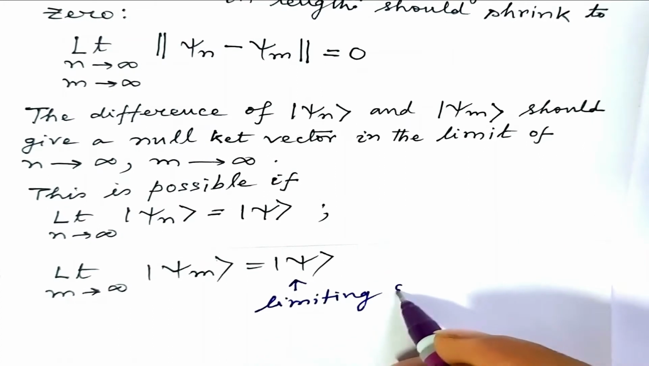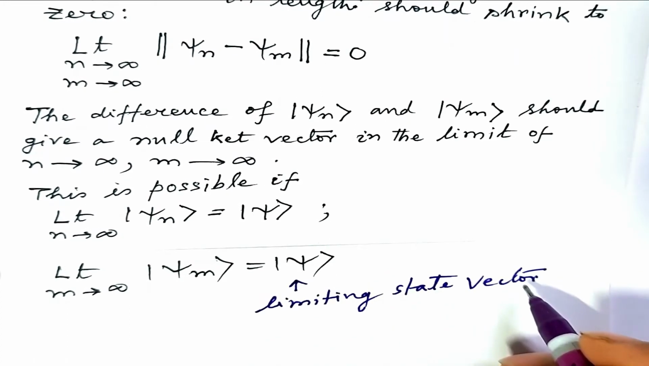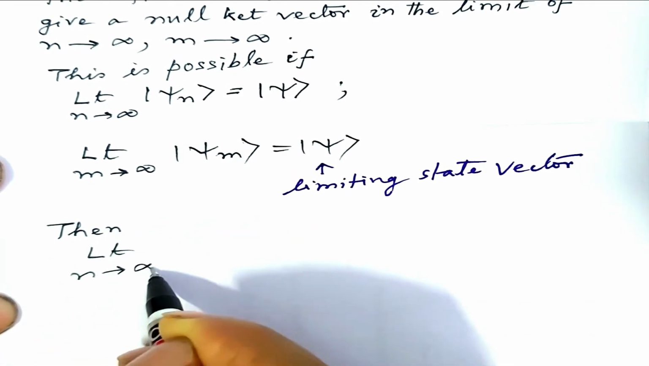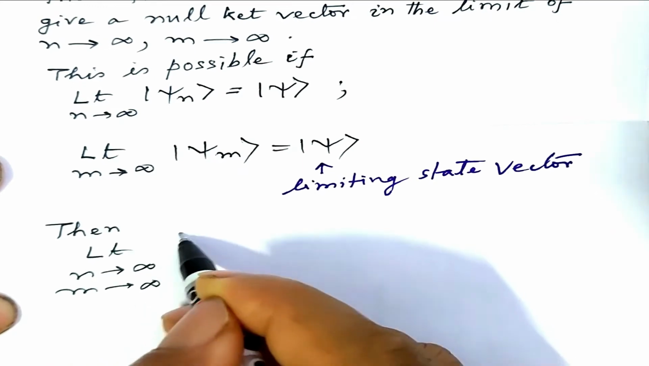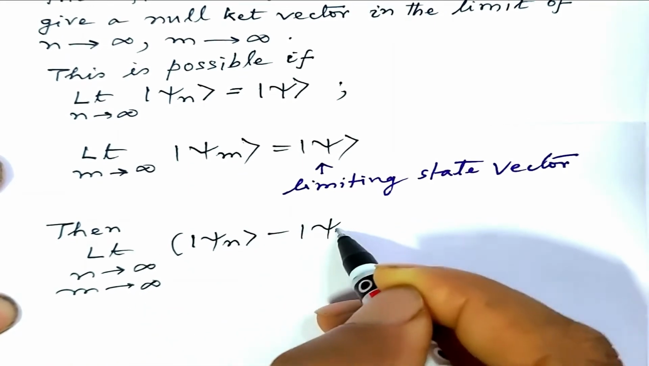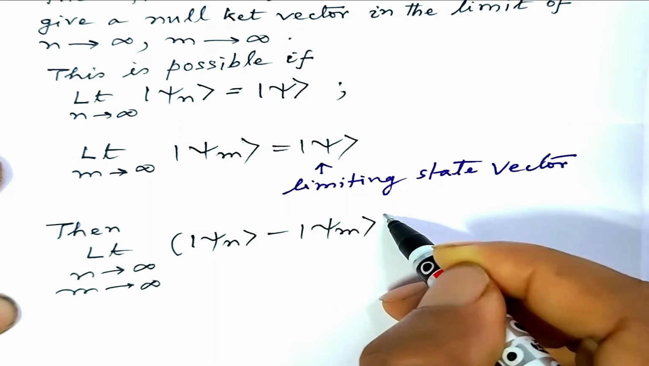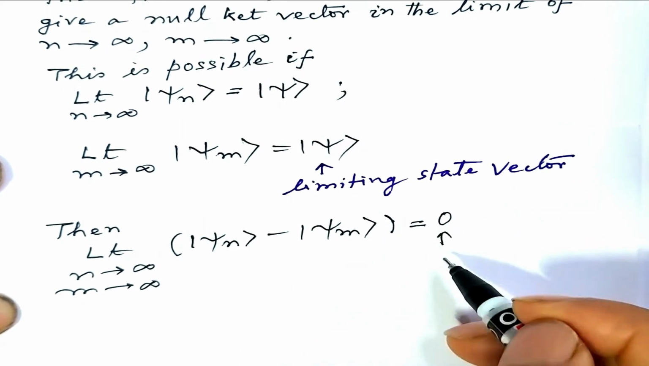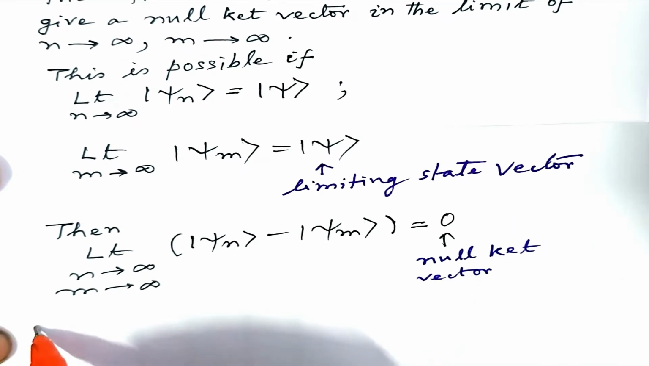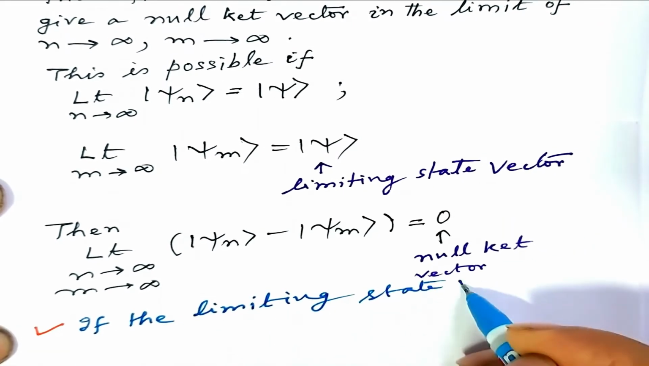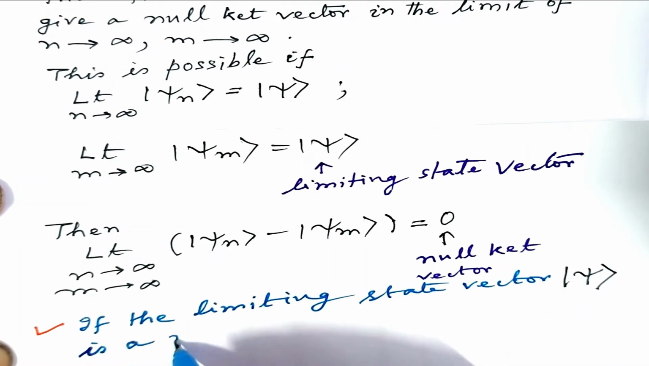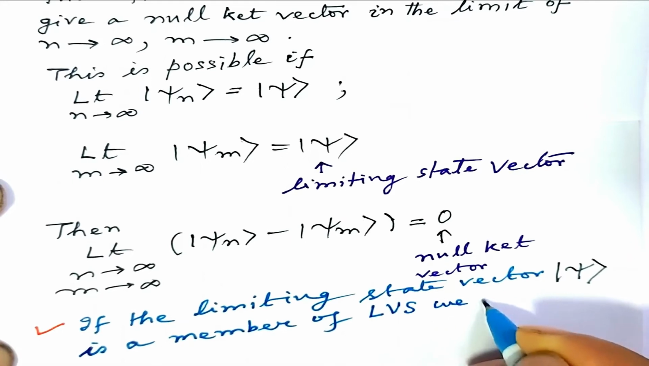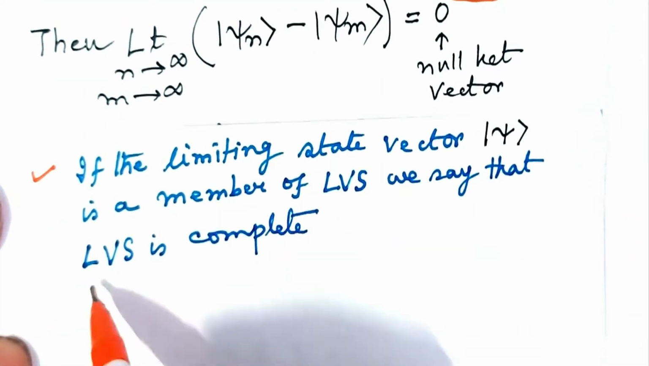Here ket psi is the limiting state vector. If this is so, then under the limit n tending to infinity, m tending to infinity, ket psi n minus ket psi m equals ket psi minus ket psi equals 0, this 0 being the null ket. If the limiting state vector ket psi is a member of the linear vector space we are considering, we then say that the linear vector space is complete.